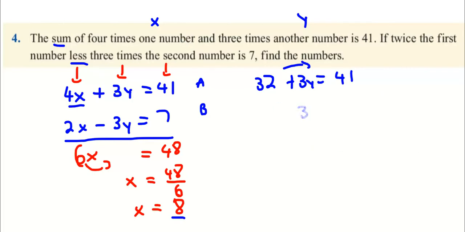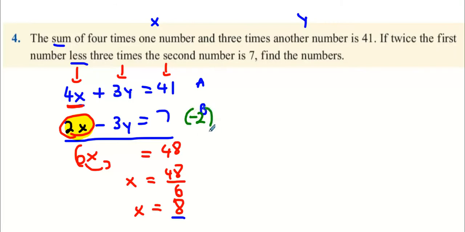Some of you might have gone back to the start and redone the equation. What gets rid of a plus 4x would be a minus 4x. So if I can change this 2x into a minus 4x, what I can do is multiply the bottom equation by minus 2. And when I multiply the bottom equation by minus 2, look what happens. Minus 2 times 2x is minus 4x. Minus 2 times minus 3y is plus 6y. Minus 2 times 7 is minus 14.